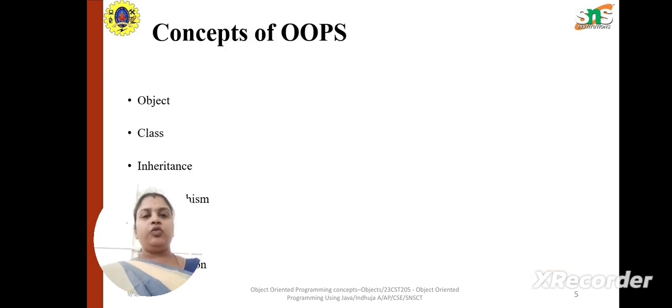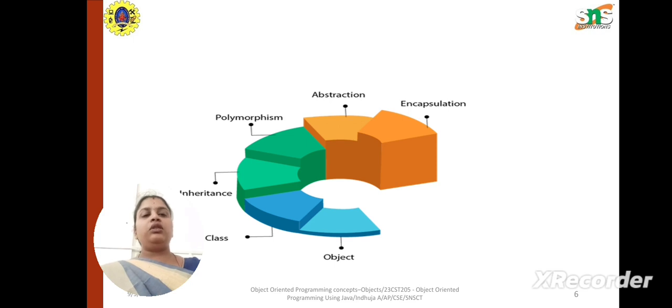Now the concepts of OOPS. What are all the concepts that OOPS supports? What are the major ones? Let's see the concepts. The basic concepts of OOPS are object, class, inheritance, polymorphism, abstraction and encapsulation. These six are the major concepts of OOPS. We can also call them the pillars of OOPS. Without these concepts, OOP cannot be that easy to use.